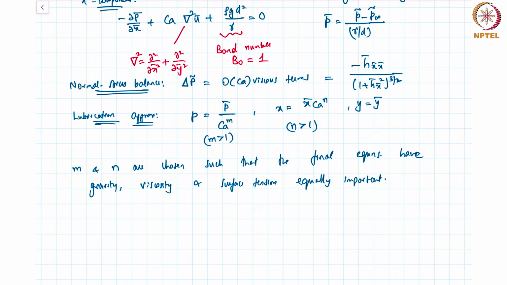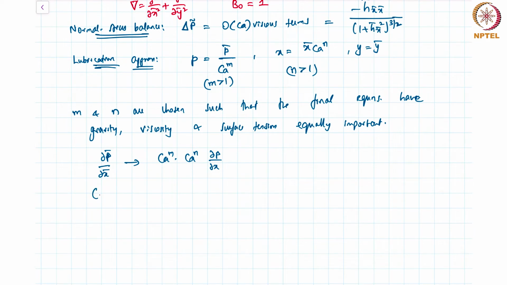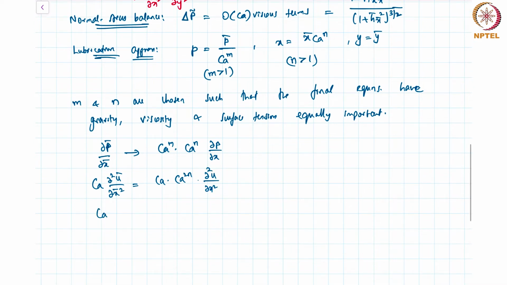So the non-dimensional terms would be as follows: del p bar by del x bar simply becomes capillary power m plus n times del p by del x, and capillary del square u bar by del x bar square simply becomes capillary number times capillary power 2n times del square u by del x square, and finally we have capillary del square u bar by del y bar square simply becomes del square u by del y square, just as it is. Okay, so this is what we have.